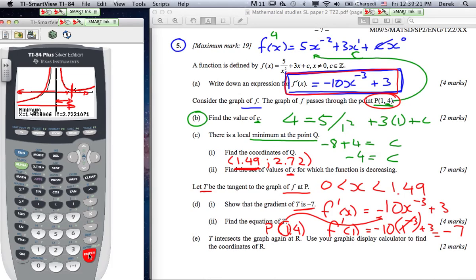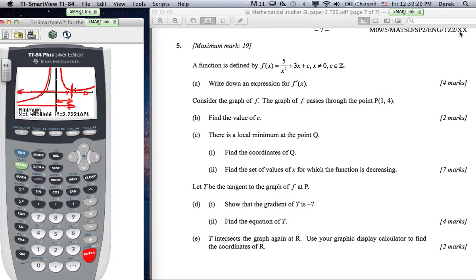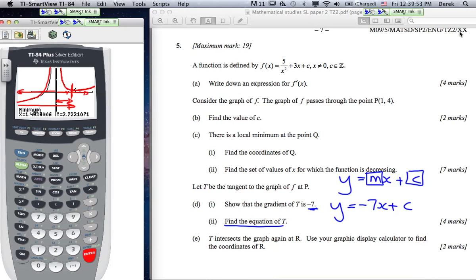And then it says find the equation of t. Now I'm just going to give myself some space here. My equation is given by the formula of a straight line, mx plus c. When I want to find the equation, I need to know m and c. We are told that the gradient of this line, the tangent, is -7. So I can say y is equal to -7x plus c, and all we need to know is what c is.